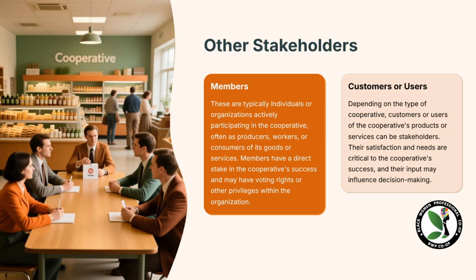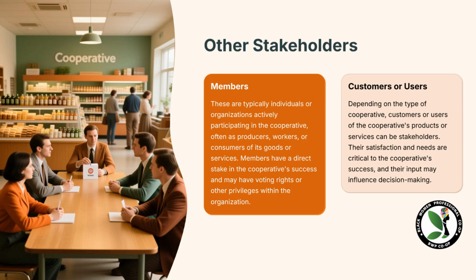Let's take a look at the other stakeholders involved in a cooperative. First, we have members. These are individuals or organizations who actively participate in the cooperative, whether as producers, workers, or consumers of its goods and services. Members usually have voting rights and play a direct role in the cooperative's success.